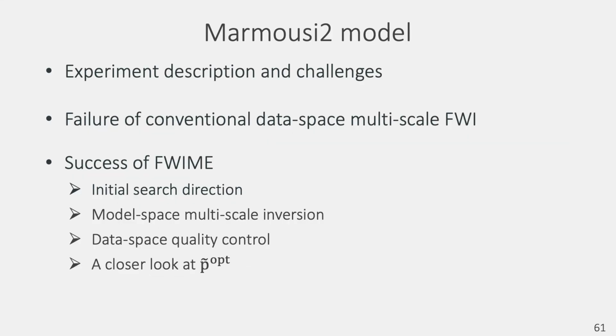Now let's take a closer look at what our p-tilde optimal looks like throughout the life of our FWIME inversion scheme. If you remember from part 1, p-tilde optimal should completely vanish once an optimal solution, i.e. the true velocity model, has been reached by our inversion.